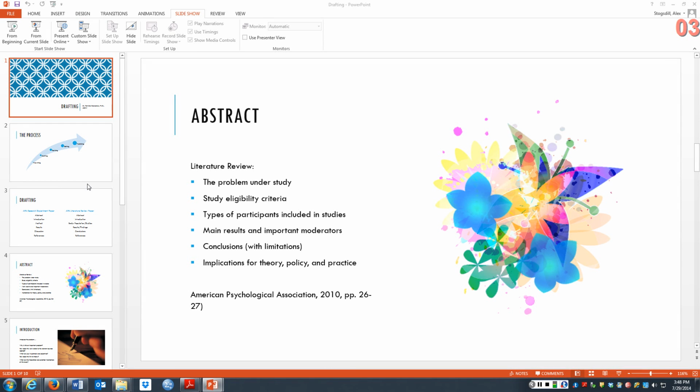So what is this abstract that I mentioned? Both sides have an abstract. In the APA format, your first thing you see on the paper is an abstract, and it talks about these particular sections. You're going to have the problem under study, study eligibility criteria, the types of participants, the results, any important mitigating factors, they're called moderators in the APA book, and conclusions with limitations, and then any implications for theory, policy, and practice. So that's what your abstract is going to be. It's very short though. It's like one paragraph, and you're going to include keywords at the bottom of it. And I've got a reference here of where you can look and see where they talk about the abstract. And depending on the type of research paper that you're writing, there's different types of requirements for the abstract. So you might want to check that out.